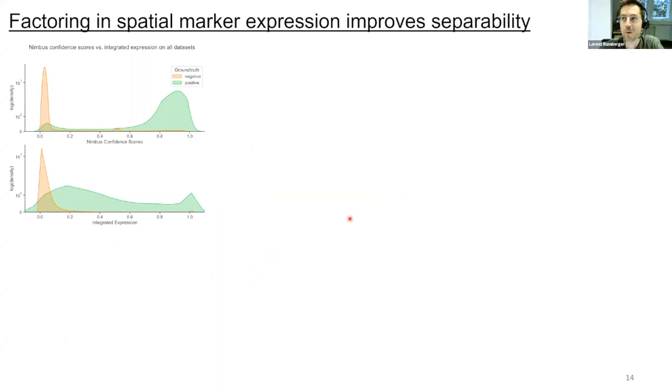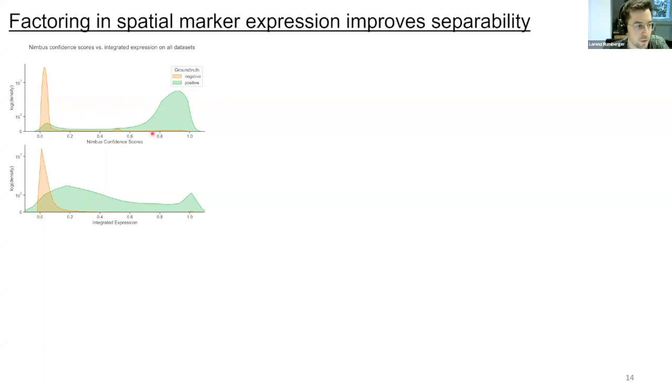So does it work? That's the question, right? And here I averaged the Nimbus confidence scores and the integrated expression. What you see on the y-axis is the log density, and this is a kernel density estimate plot of the Nimbus confidence scores on the top and the integrated expression at the bottom. I colored the plot by the ground truth negative and positive cell types. And you see that indeed, with the Nimbus confidence scores, you get a nice bimodal distribution, whereas with the integrated expression, it's kind of all over the place.